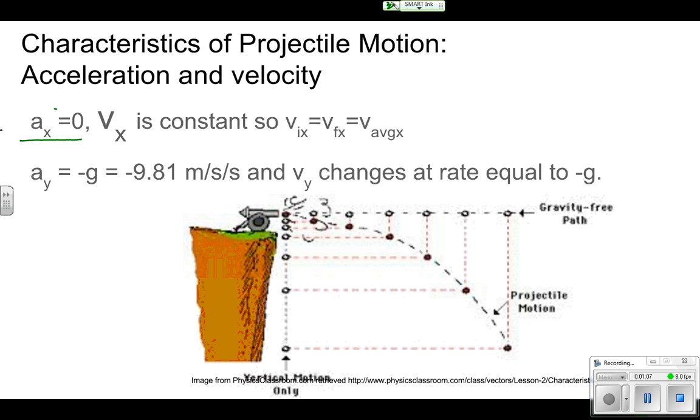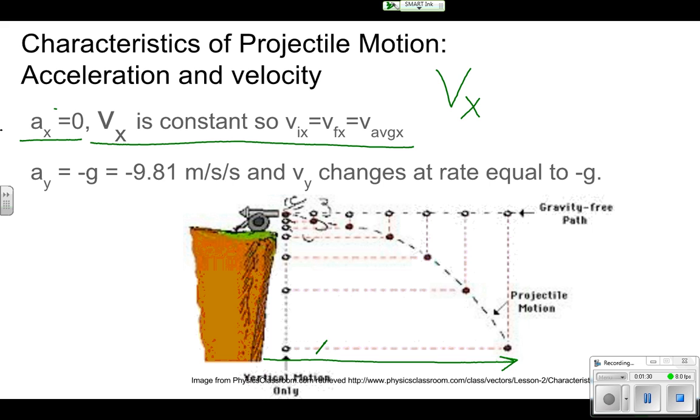So my velocity in the x direction is constant. That means my starting velocity, my final velocity, and my average velocity are all the same number. So for horizontally launched projectiles, we just write the velocity in the x direction as v sub x. Horizontally launched projectiles also travel a horizontal distance or horizontal displacement. We call that change in x.